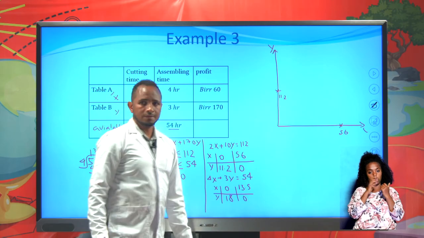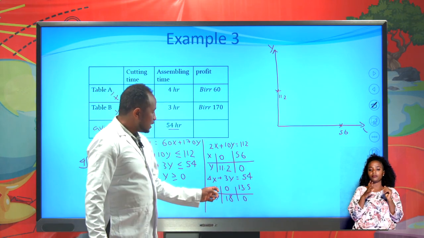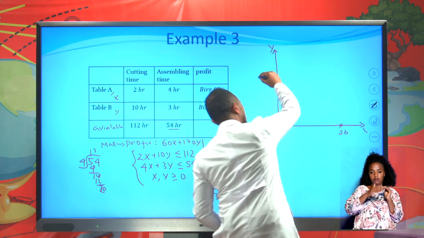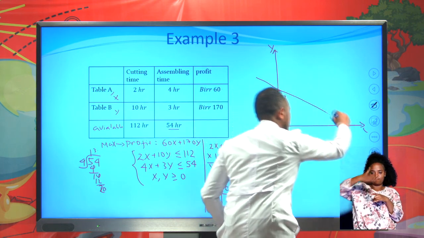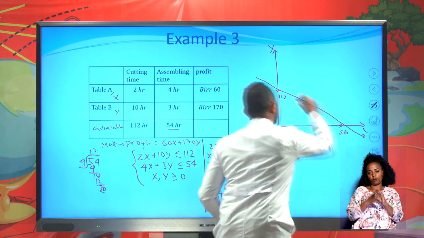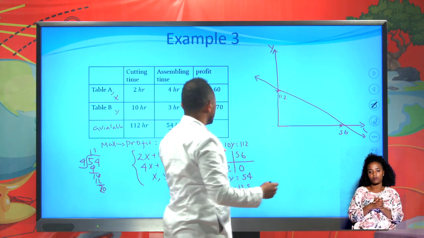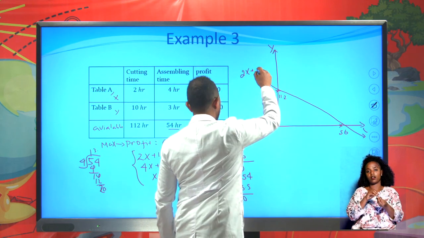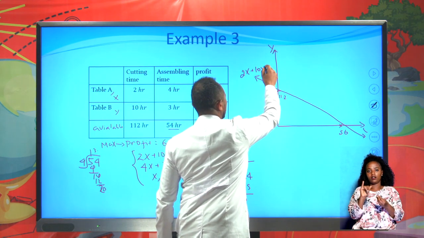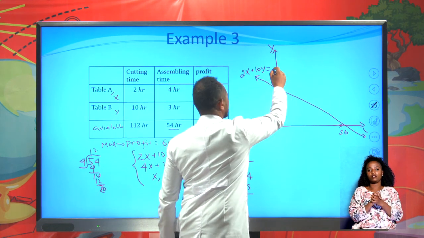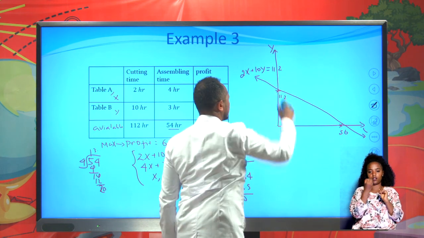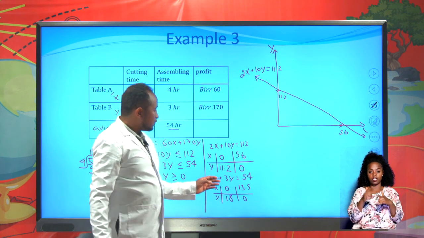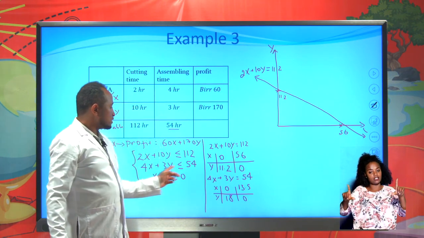We have that point. This line passes through these two points. You will have this. And this line is 2x plus 10y is equal to 112. Okay, now again, let's draw the boundary line for 4x plus 3y is equal to 54.